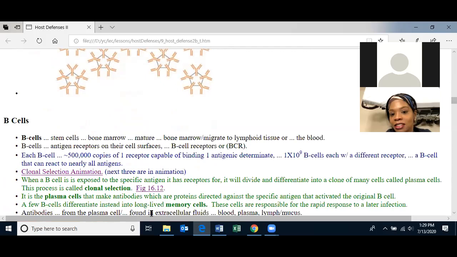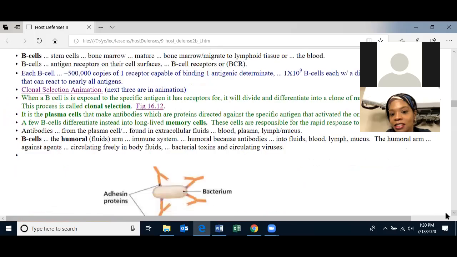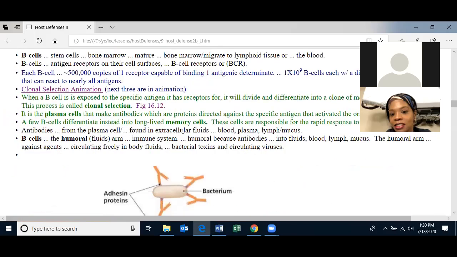But a few of those B cells differentiate into memory cells, and they're long-lived, and they're just waiting around to see if that pathogen sometime in the future invades the body again. And then they will respond the second time.